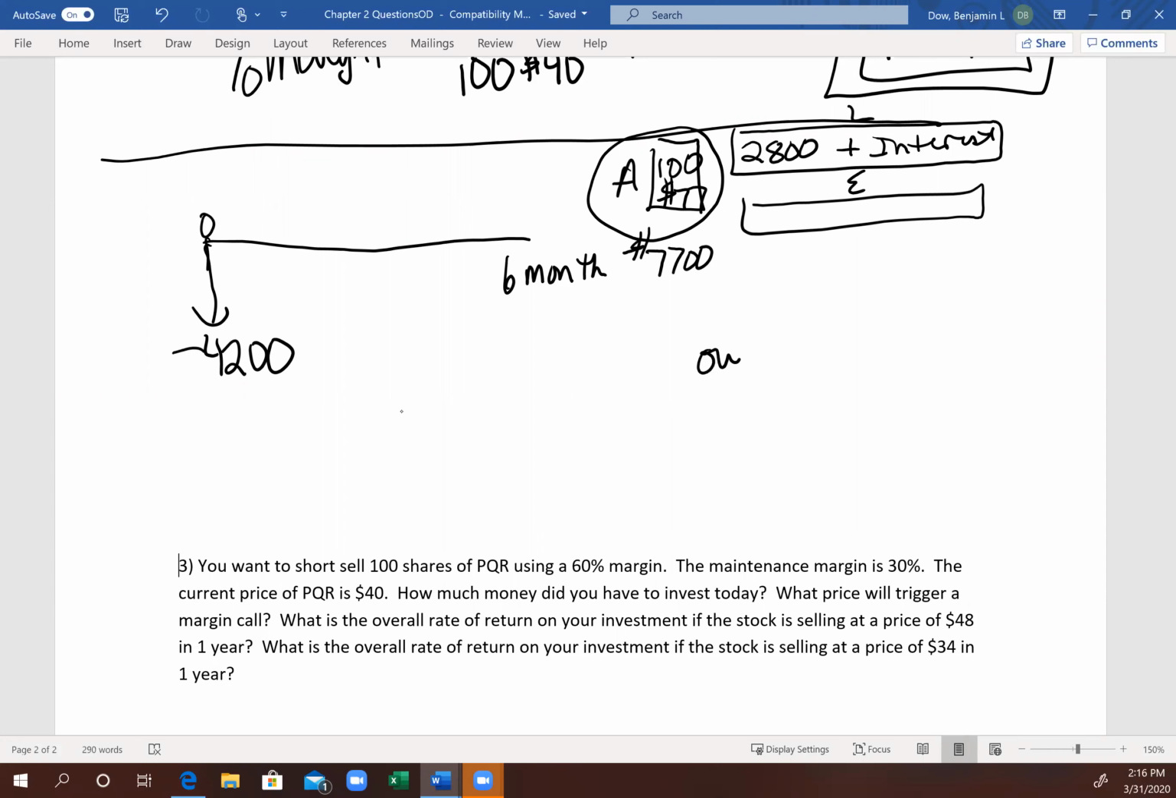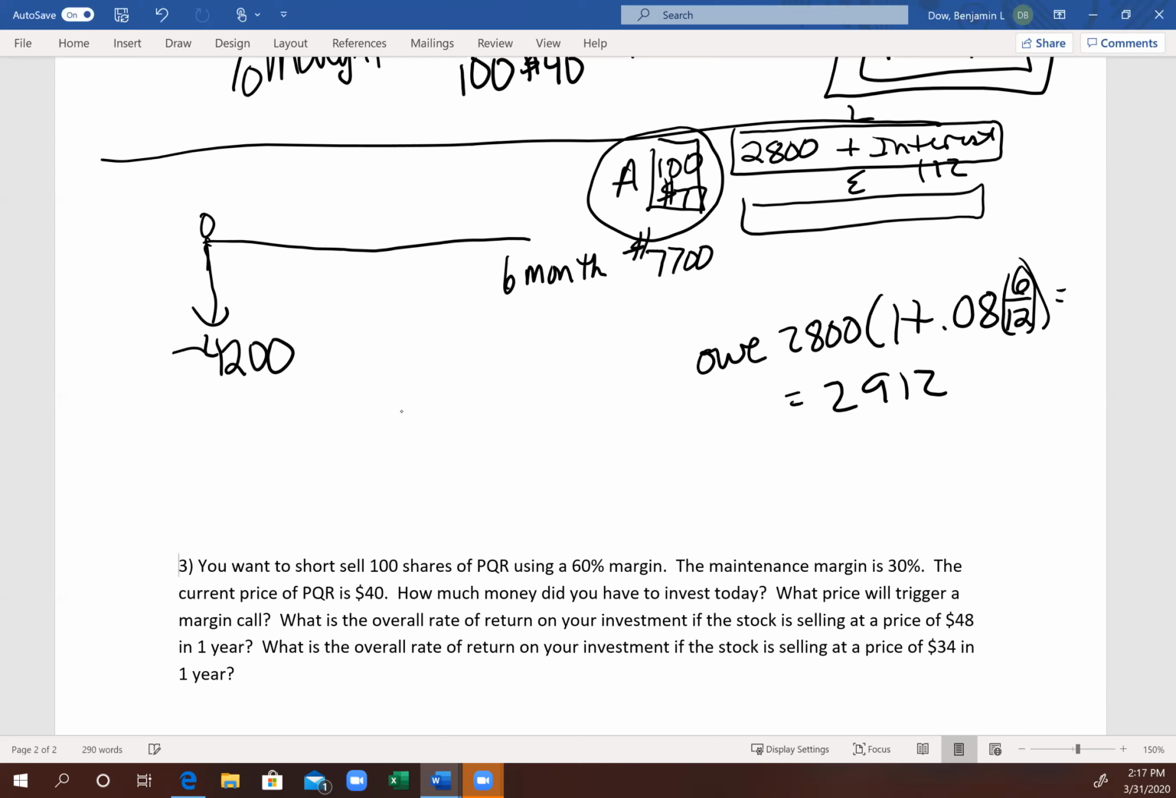So we're going to owe $2,800 plus the interest on that. And there's 6 out of 12 months. So 2,800 times the 4% plus the 2,800 puts us at $2,912, or basically about $112 worth of interest, which is 4% of 2,800.